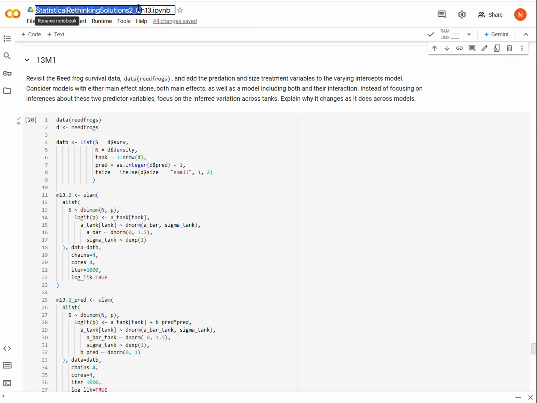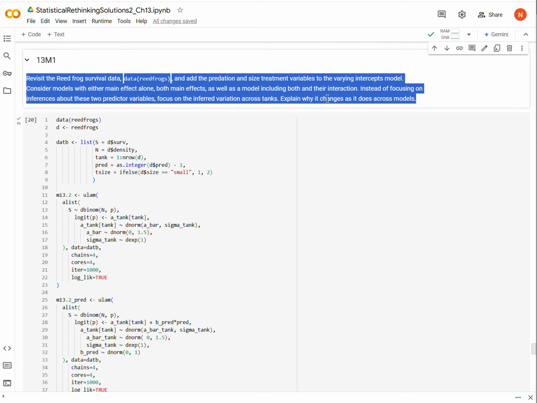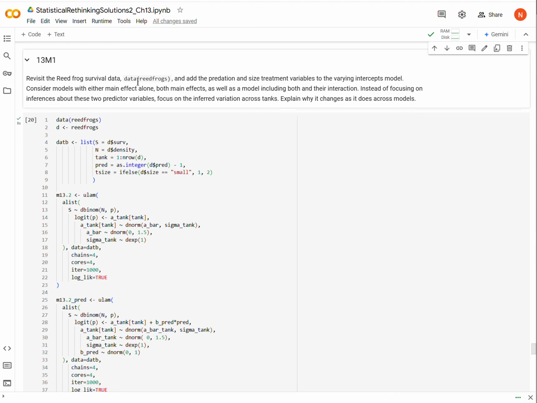So we are in Statistical Rethinking, second edition, chapter 13. And here we will deal with the questions 13M1 as well as 13M2. Okay, so here is the question for 13M1. We're going into a data set that was presented earlier in the chapter, reedfrogs.